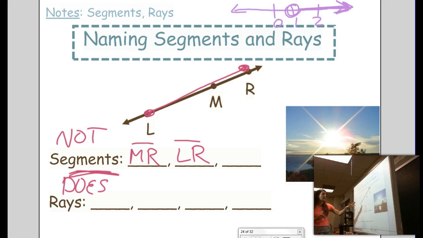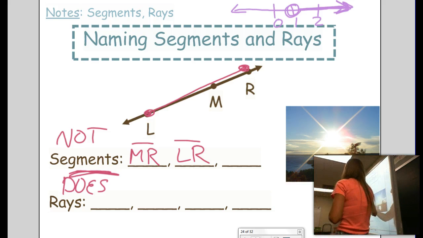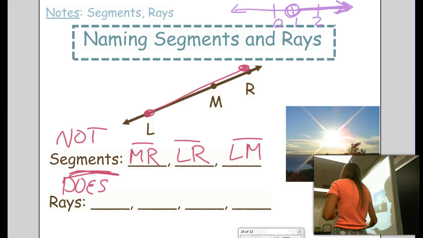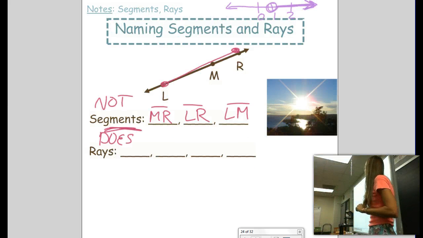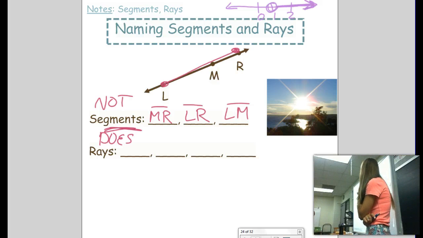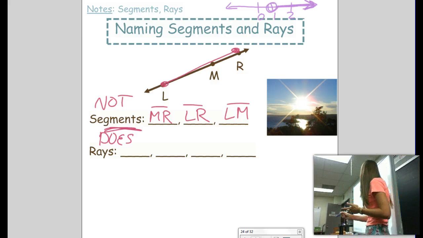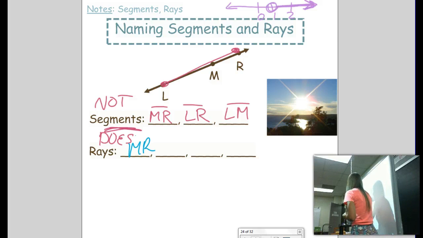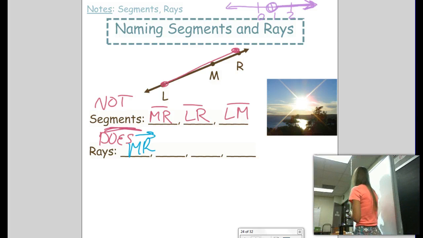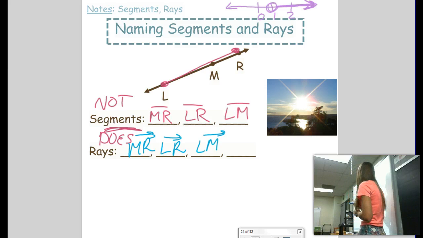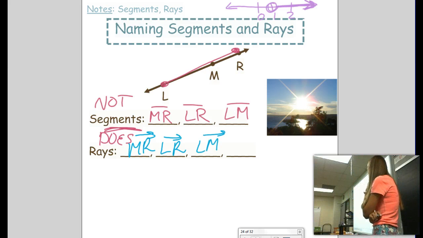And then what segment have we not named yet? LM. There we go. Okay, moving right along. Rays. How do we name a ray again? Pretty much we could name these and then just put an arrow on them, right? We could copy what we already did. MR with an arrow on top. We could do LR with an arrow on top. We could do LM as long as we put an arrow. Uh-oh, they want us to name another one.